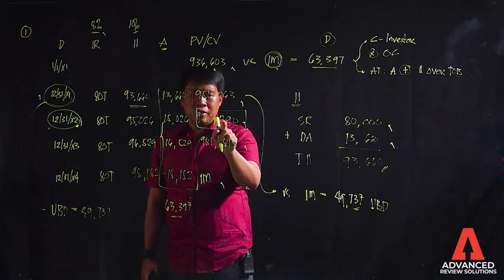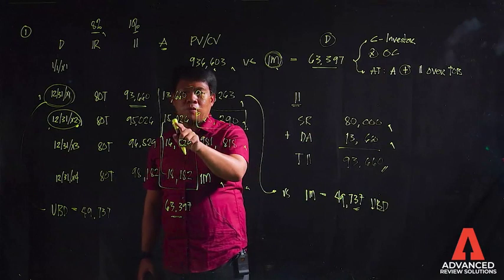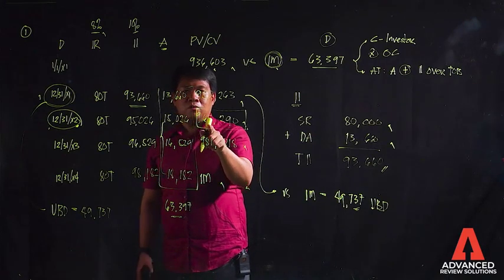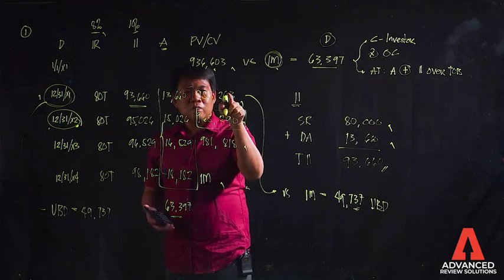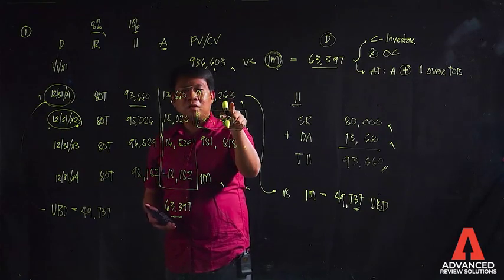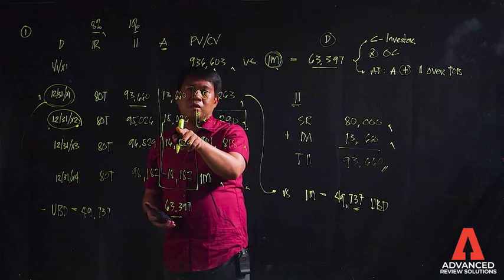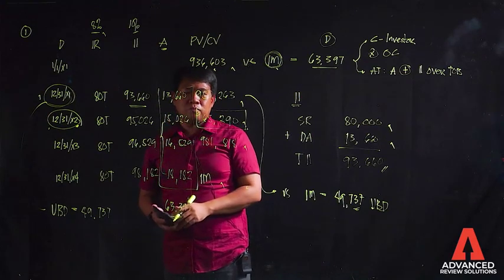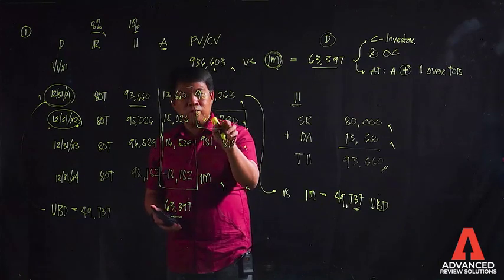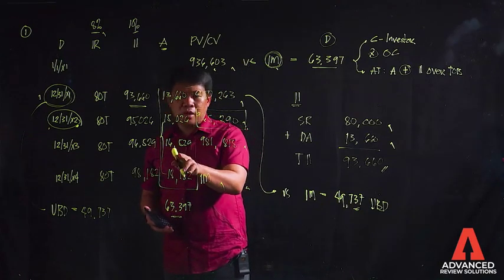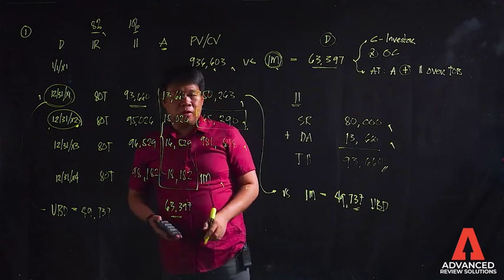981,818 versus 965,290, that is 15. Okay? Ulitin natin. 965,290 versus 950,263, that is your 15,026. That is discount amortization. Dito naman, 981,818 versus 965,290, this is your 16,529. That is the discount amortization.